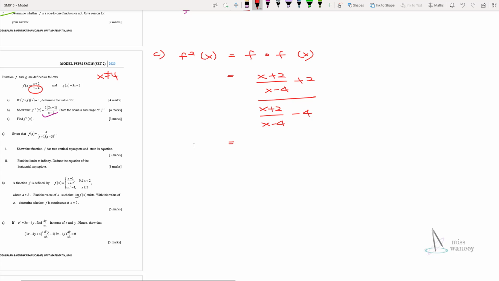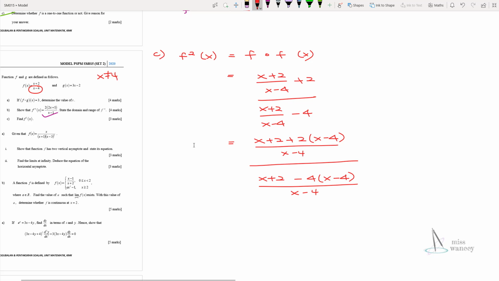Okay, so let me have a common denominator for our numerator first. So in our numerator we have (x plus 2 plus 2 times (x minus 4)) over (x minus 4), and in our denominator, we got (x plus 2 minus 4 times (x minus 4)) over (x minus 4).